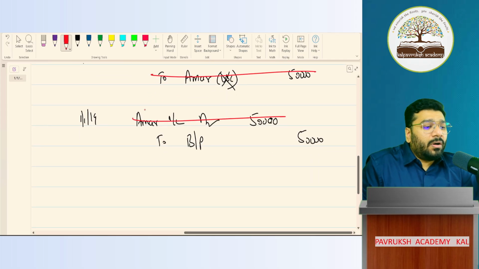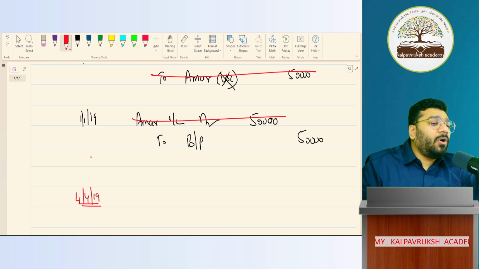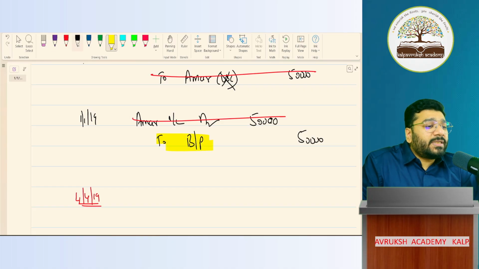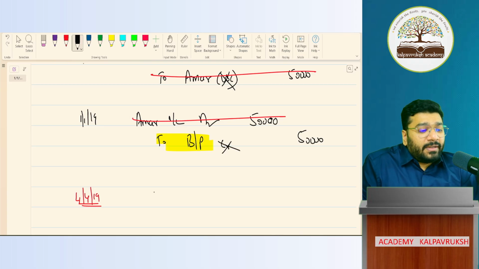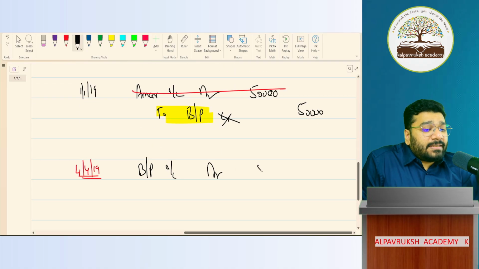Then the next date is the date of maturity, which is 4/4/2019. The bill got dishonored. Upon the dishonourment of the bill, the bill of exchange will lose its validity. To create a bill, you give a credit. Now to cancel it, I have to give a debit. So bills payable account debit. How much bill do I have to cancel? 50,000.